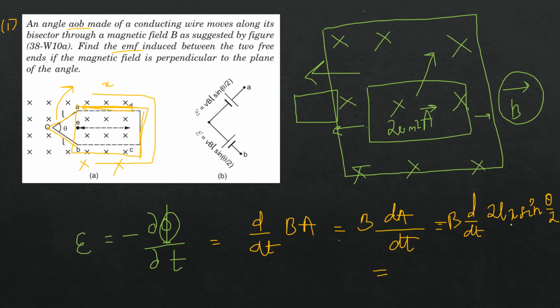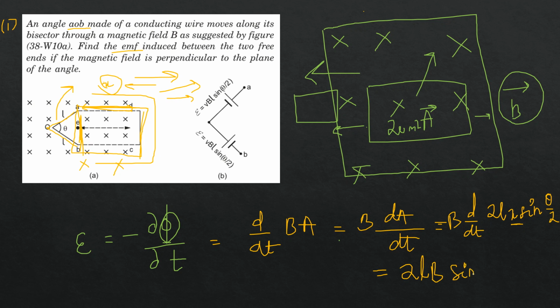See, here x is changing, because we are moving the coil in this direction. So x will change. The other one won't change because it is constant. x will change because we are moving the coil in the horizontal direction, so x will remain inside. Everything else will come outside: 2Bl sine theta by 2.